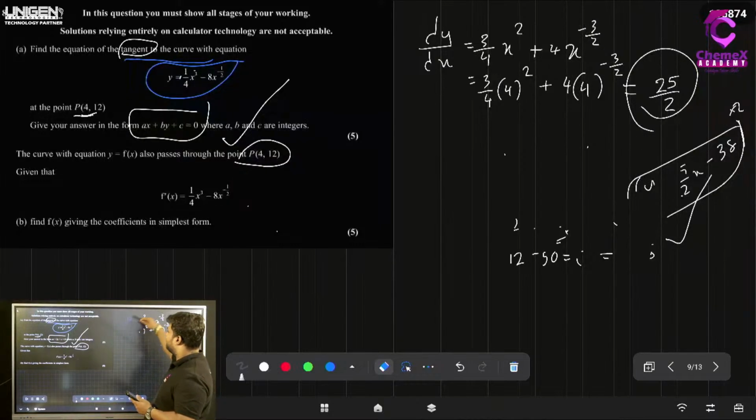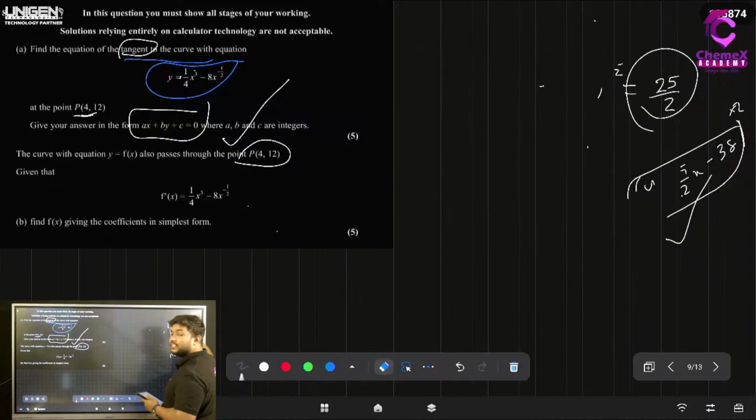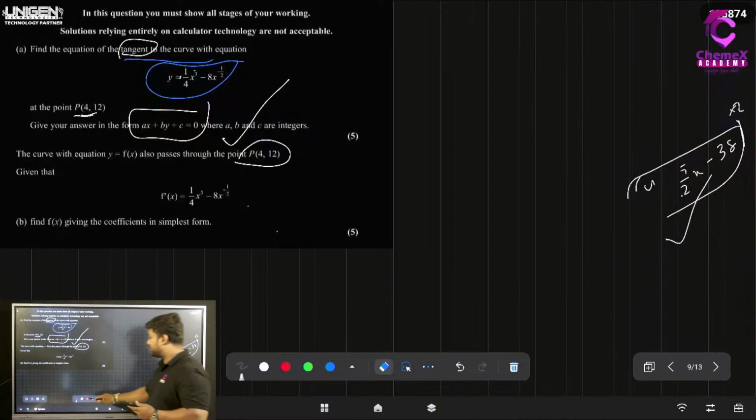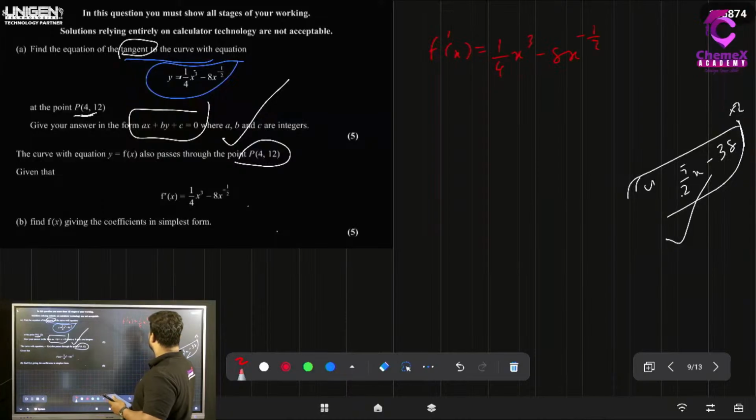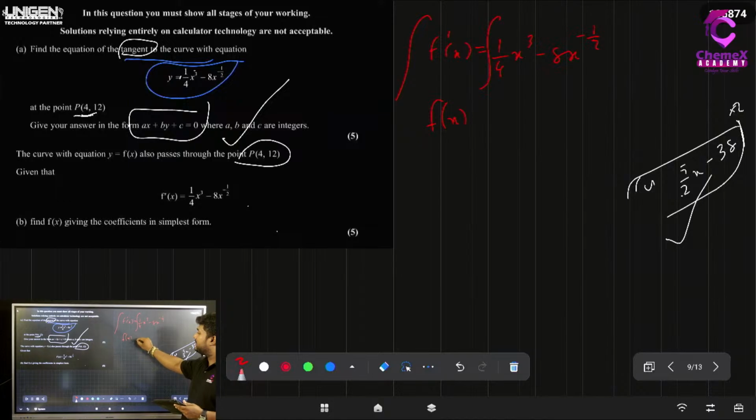Why silent? If f dash x is given and you need f x, what do you do? f dash x is 1 over 4 x cube minus 8 x to the power minus half. When you integrate f dash x, you get f x, which is y, since dy over dx is f dash x. So you have to integrate. Well, how do you integrate?